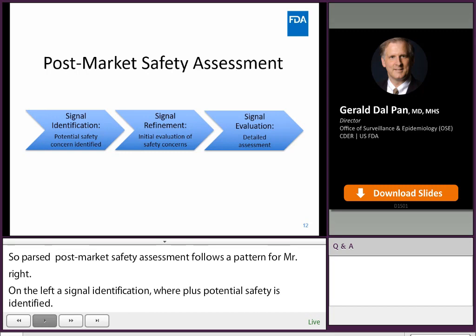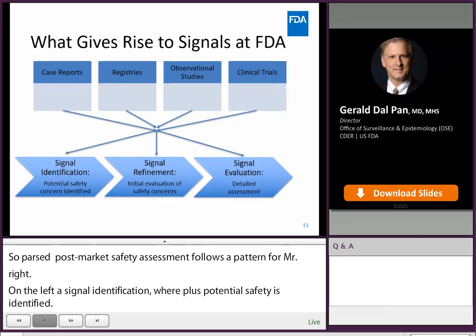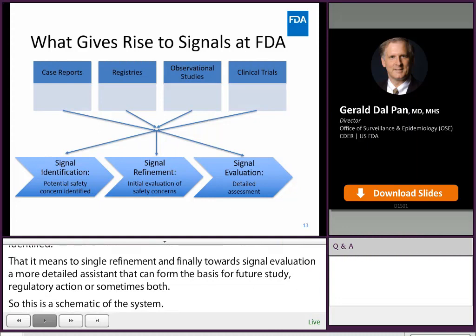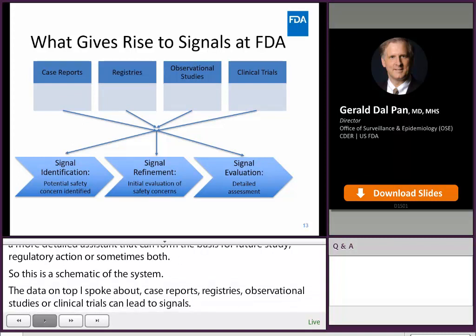So this is a schematic of the system. The data on the top that I spoke about, case reports, registries, observational studies, or clinical trials, can lead to signals, and any of those data sources can lead to signal identification, signal refinement, or signal evaluation.